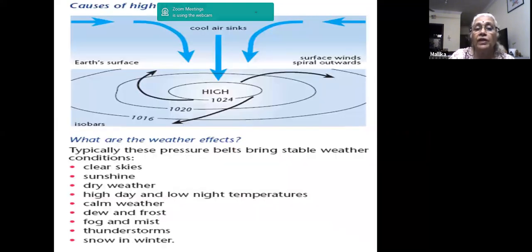Okay, so when you have a high pressure, very simply, you will find that the sky is clear, air is coming down, and therefore the air pressure increases. And because it is coming down and it is dry, and it is increasing in temperature, it becomes drier, right? And during the day, it will be very hot. At night, it will be very cold, or it will be low temperatures generally. Then it's very calm. You don't have many winds blowing in this region. So it's extremely calm, except in summer.